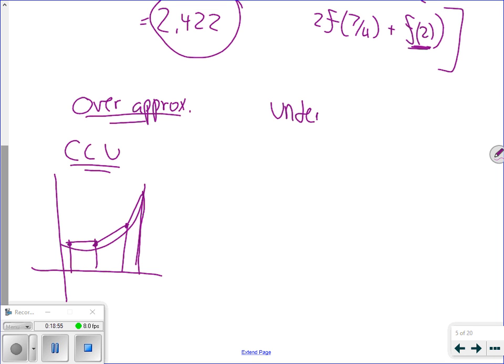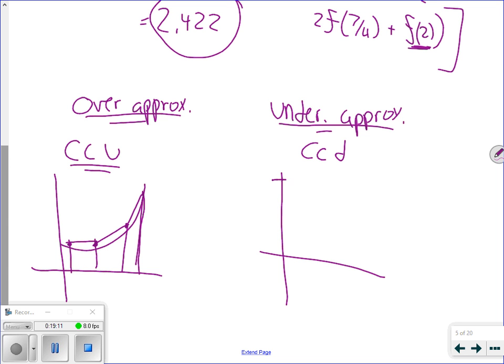With Riemann sums, it's all about increasing or decreasing. But with trapezoid, it's all about concave up or concave down. It's an under approximation when it's concave down. So if it looks like this, think about the trapezoids I'm drawing. Every single one of those trapezoids is below the function. So that would be an under approximation. All right, so I wanted to make that note.